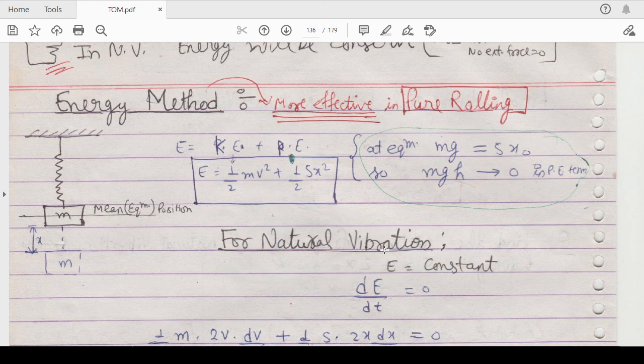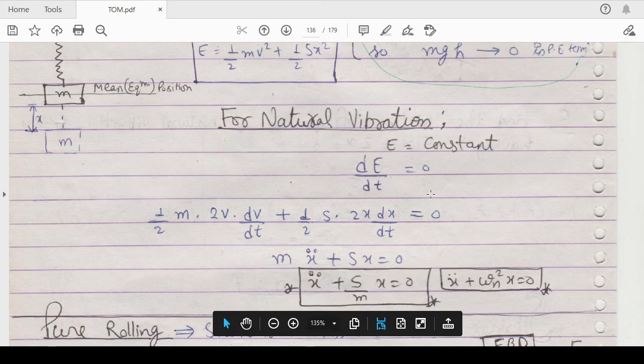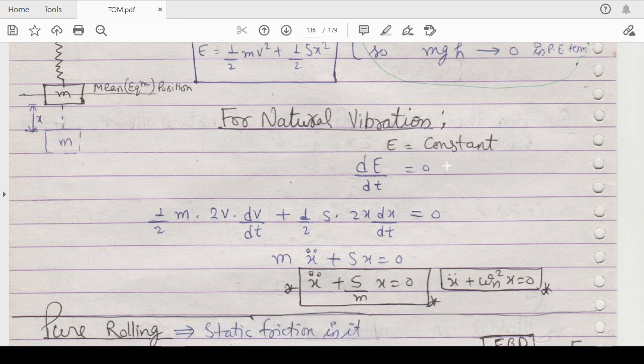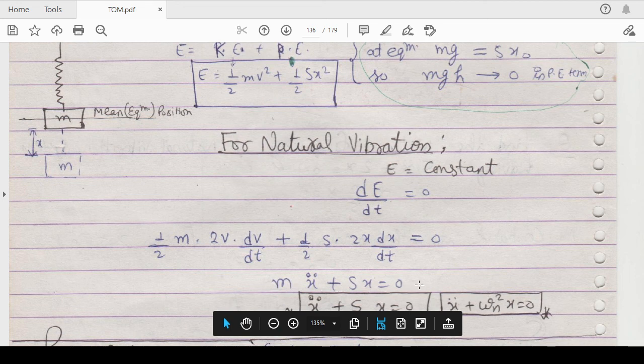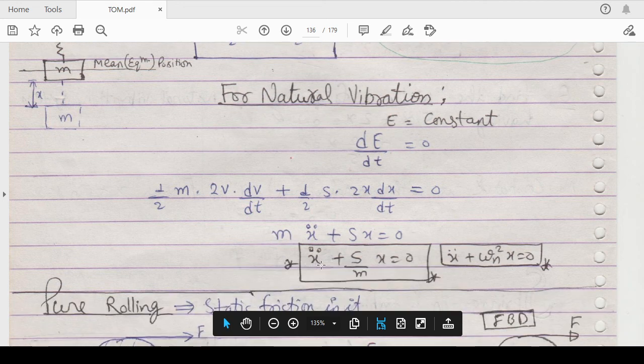So for the natural vibration, this energy should be constant. Energy being constant means the differentiation of the energy with respect to time t will be equal to 0. If you differentiate this equation, you will get m x double dot plus s x is equal to 0. So x double dot plus s by m into x is equal to 0, which gives x double dot plus omega n square x, where omega n square is nothing but the value of your natural frequency in angular terms.